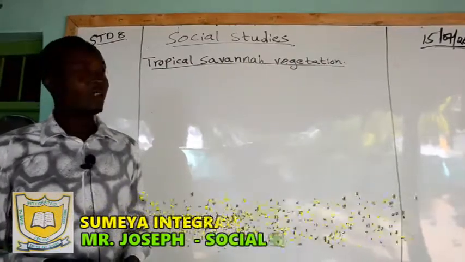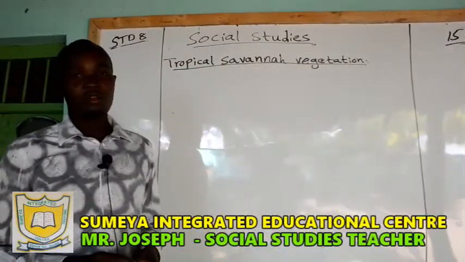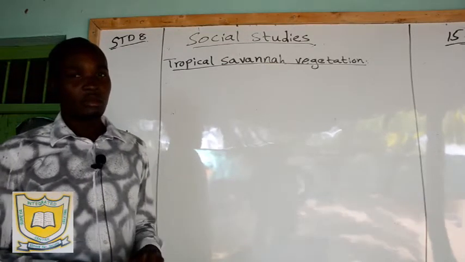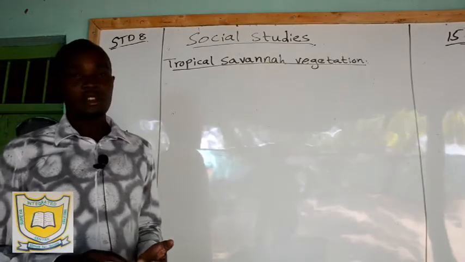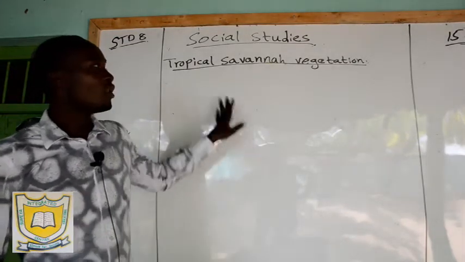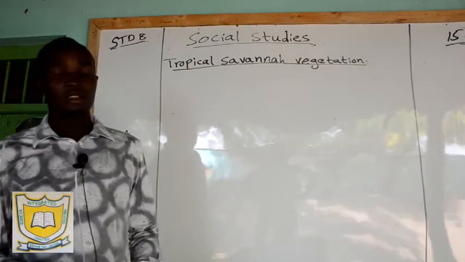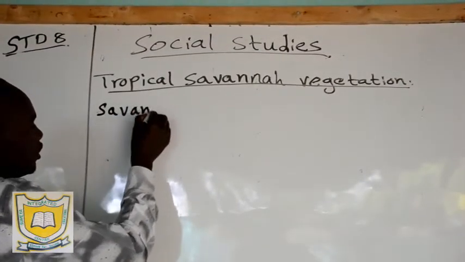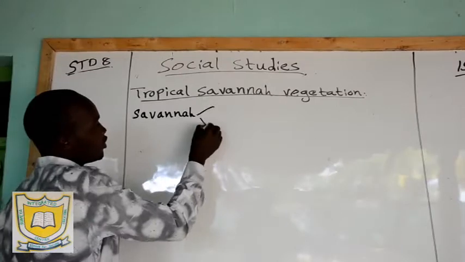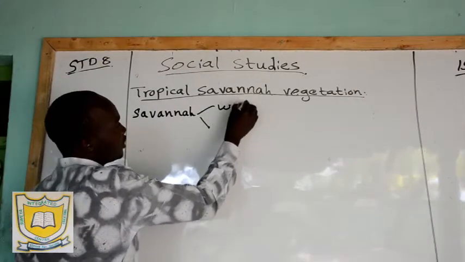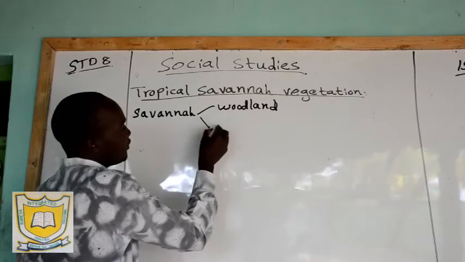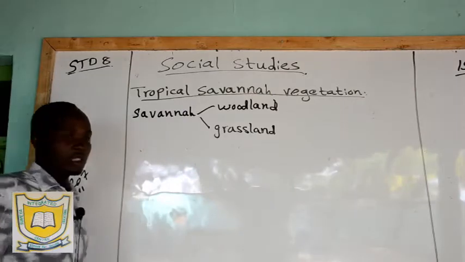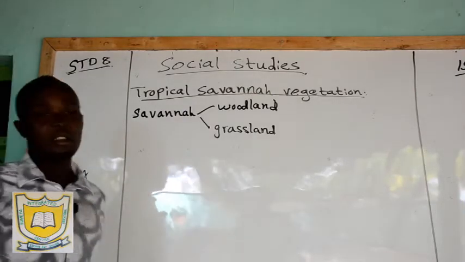So good morning everybody, welcome to our lesson today. We are still looking at vegetation zones in Africa. We talked about the Mediterranean zone, and we also talked about the tropical rainforest. So today we want to look at the savanna, tropical savanna. Savanna is divided into two: we have what you call woodland, then we have grassland. Another name for savanna is tropical grassland.